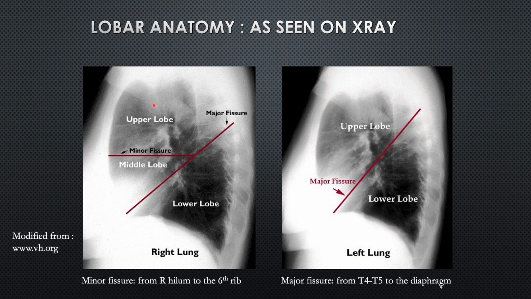Now, anything which is above the minor fissure on the right side is the upper lobe. Between the minor and the major fissure in a triangular area is the middle lobe, and the rest of it is the lower lobe of the lung. And on the left side, since we do not have a minor fissure, we have an upper lobe, we have a lingular area as a part of the upper lobe, and then we have a lower lobe. So keeping this in mind, always try to replicate this and you will be able to understand the anatomy on a CT scan as well.